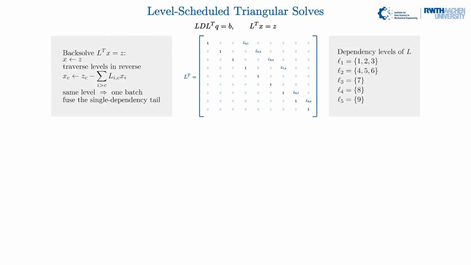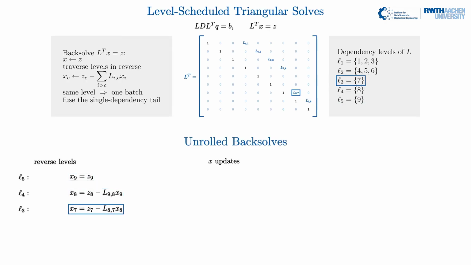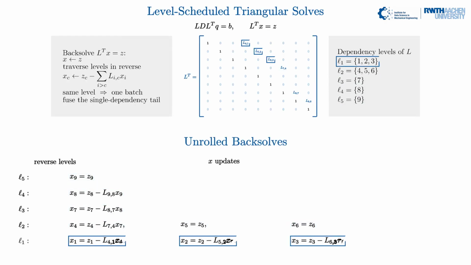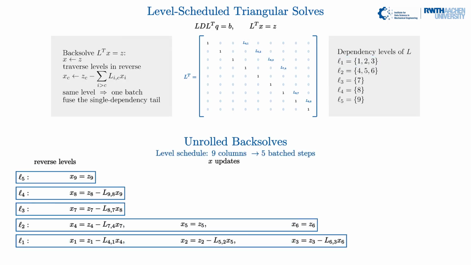Similarly, we can unroll the triangular backsolves and directly skip structural zeros. As some rows of L have the same dependencies in the backsolve, we propose executing these in parallel. Here, this is level 1 and 2, which are at the end of the L transpose solve. We fuse the typical tail of levels with a single dependency into one kernel to reduce launch overhead.